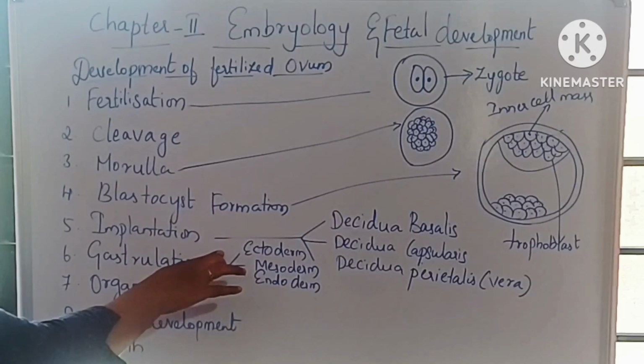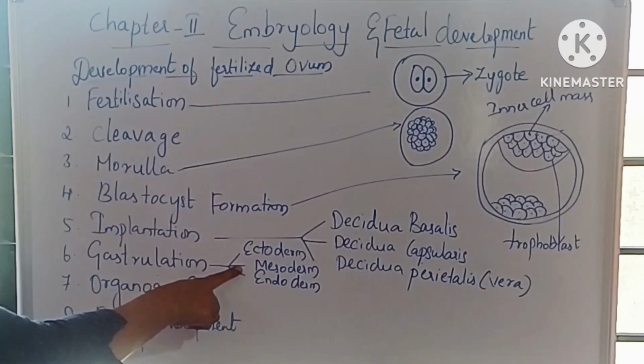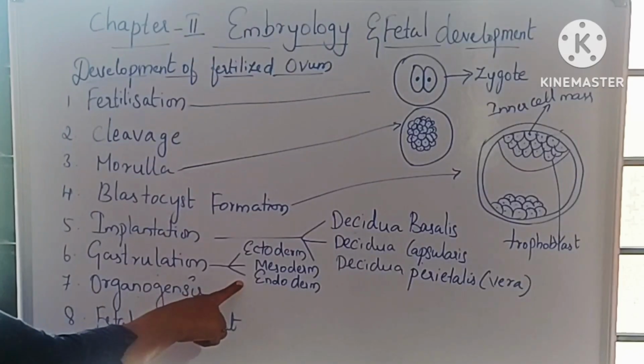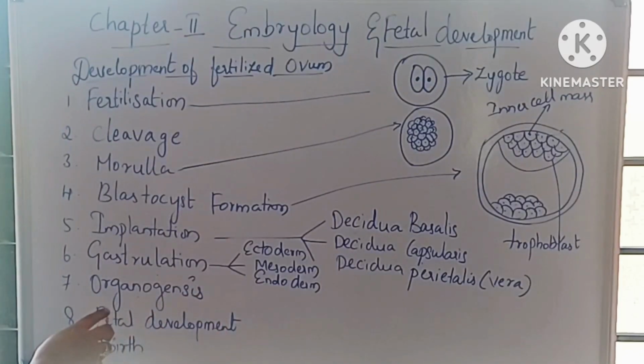Ectoderm forms skin and the nervous system. Skin, nails and hair. The nervous system contains the brain and spinal cord. Mesoderm forms muscles, bones, blood, heart and kidneys. Endoderm forms digestive and respiratory organs, liver and pancreas. This is about gastrulation.